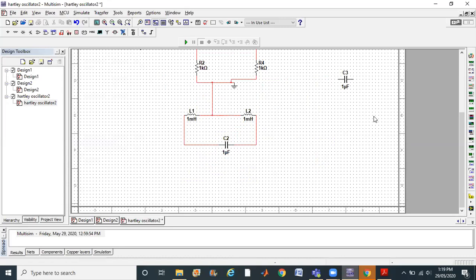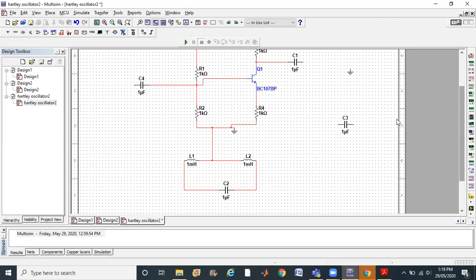Now, what is the next step? Yes, this capacitor should be connected here. I'll rotate it 90 degrees clockwise and connect it to ground. Now I'll connect this inductor here and connect to this. Okay, now almost my circuit is ready.